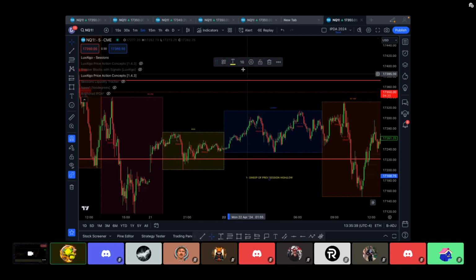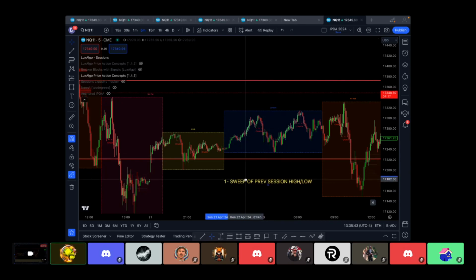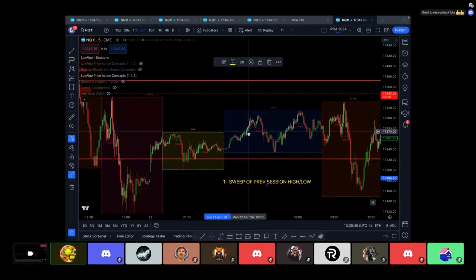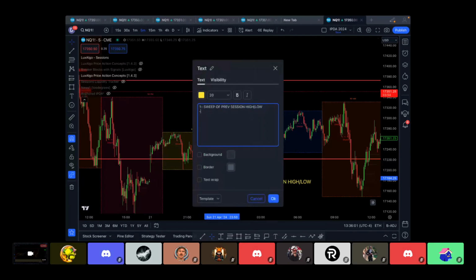Step two, CHoCH. It will automatically draw it for you. We got the CHoCH right there. Not here, not here. Here we set the previous session high, right there on this candle. We're going above it. Going above a session high, even with a wick, is enough to tell me it's a sweep. We get the CHoCH here. Nice. That was our step two. Step three, FVG for entry.